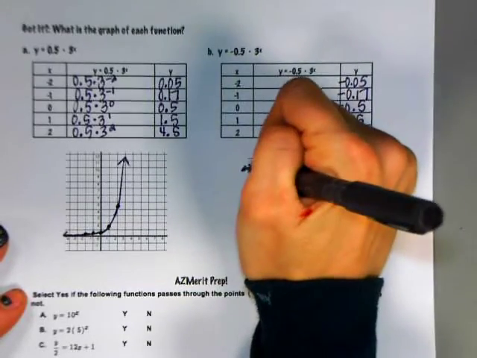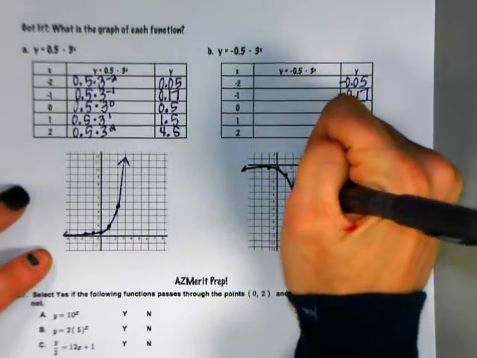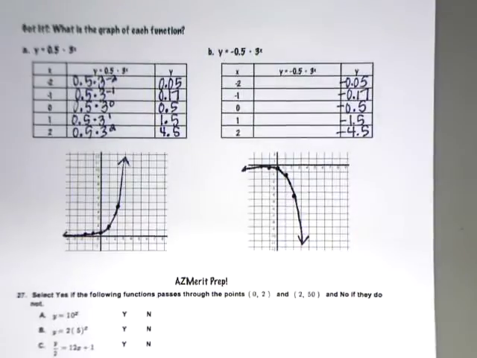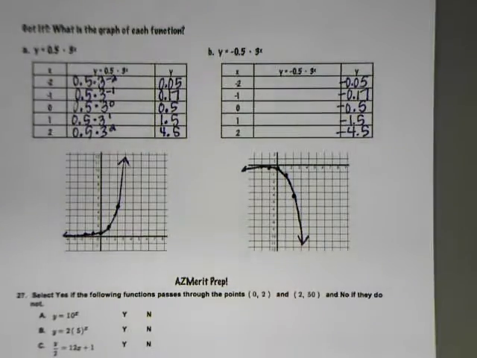Okay, so it's still going to get really close to the x-axis on the left side, and then it's going to decrease really quickly on the right side, like that. Does that make sense? Yeah?